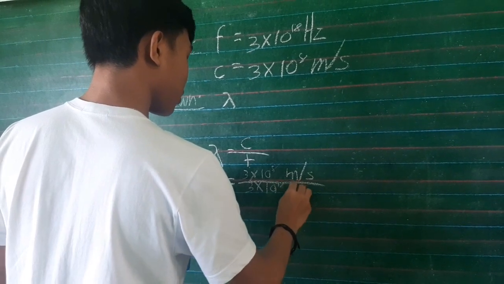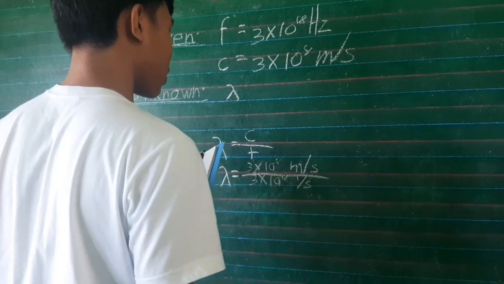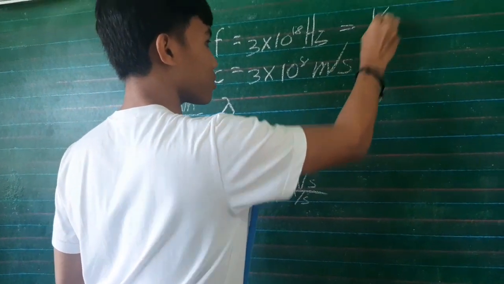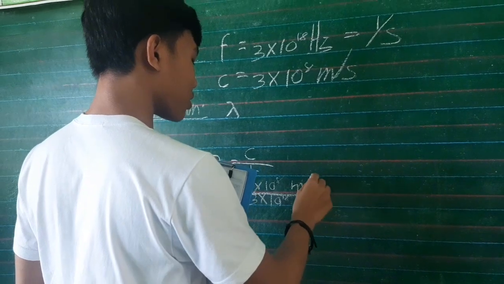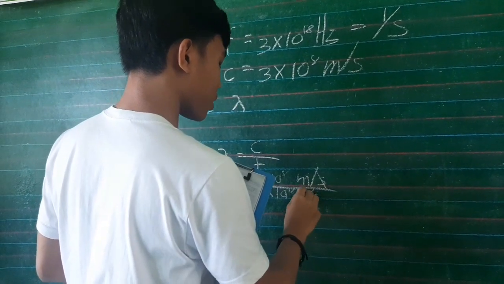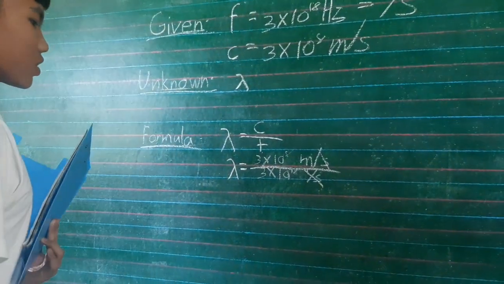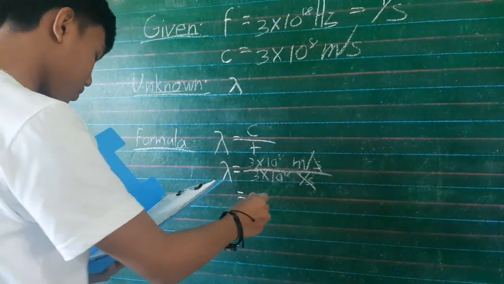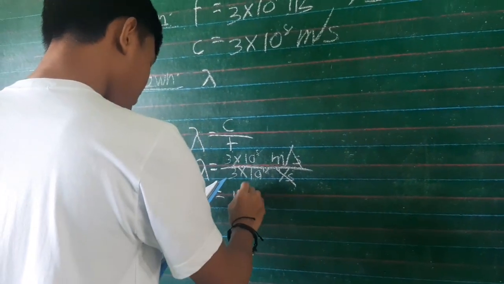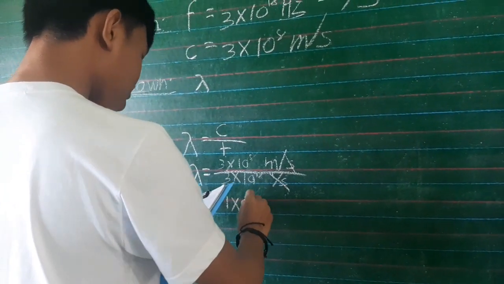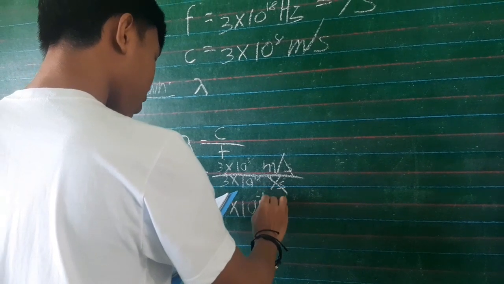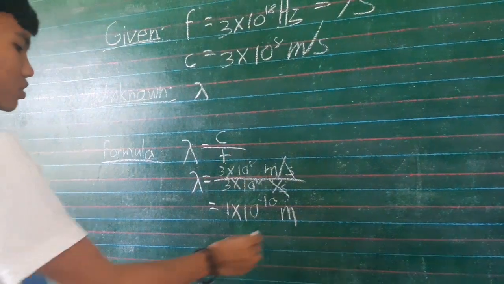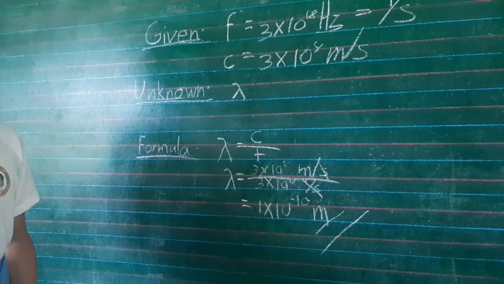1 over s. We change hertz to 1 over s so that we can cancel out the unit of seconds. So now we get 1 times 10 raised to negative 10 meters. This will be the answer of this equation.